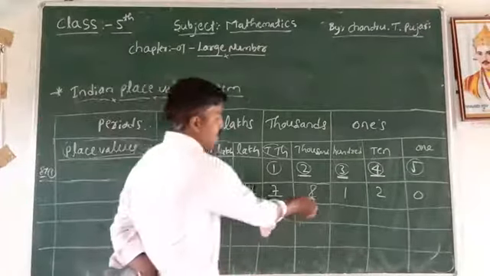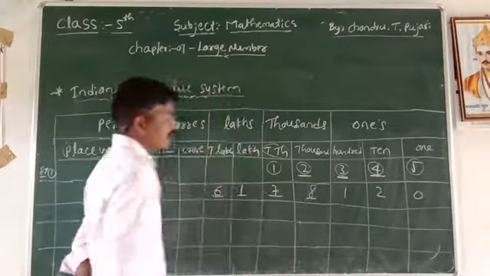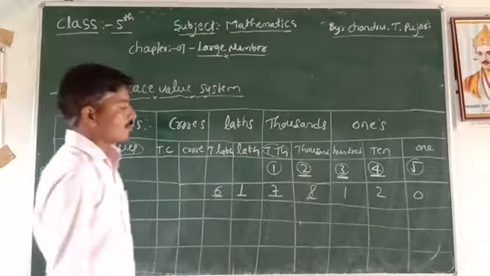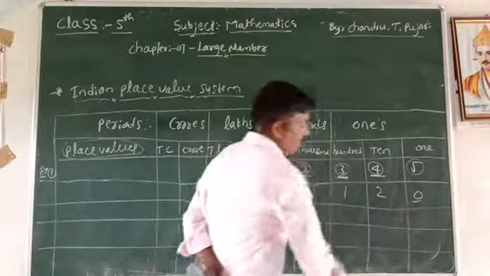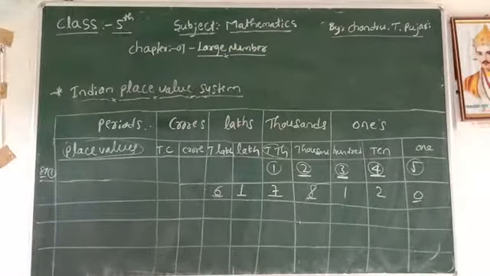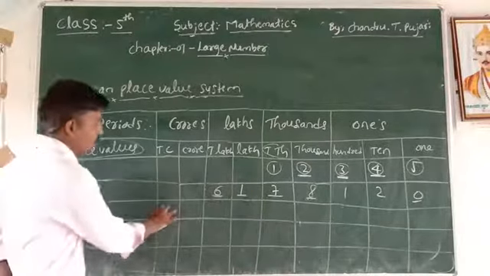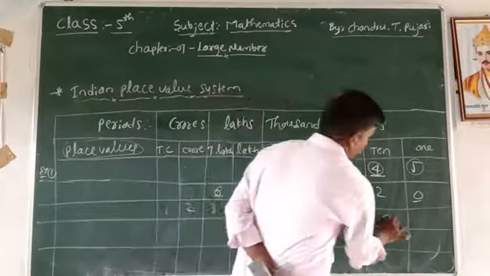The next is 8. I will underline 8. What is the place value of 8? Place value of 8 is 1000. What is the place value of 0? The 0 place is the unit place, or one. Okay, next, once again: 1, 2, 3, 4, 5, 0, 0, 0, 1.